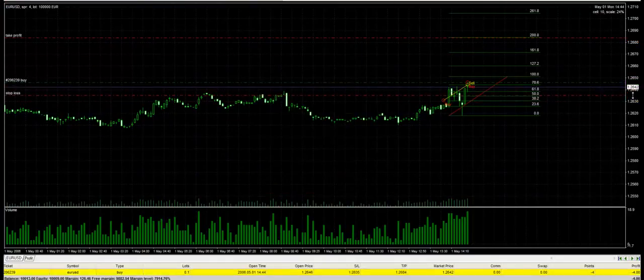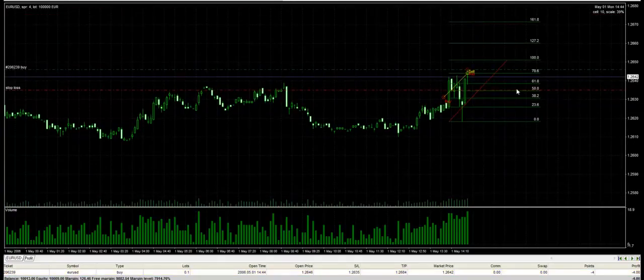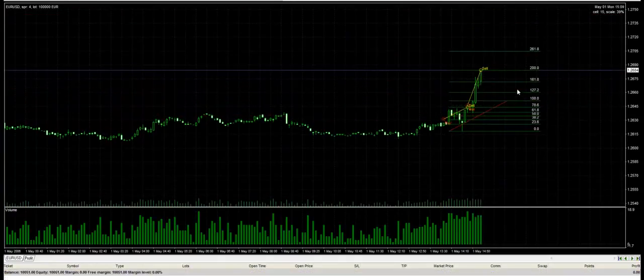It's a good risk to reward ratio, as you can see. It's a buy. We're hitting for 3.